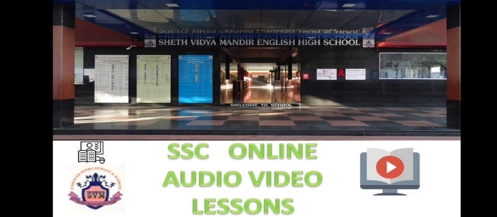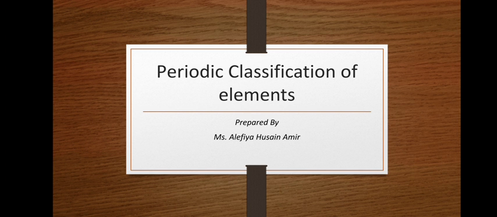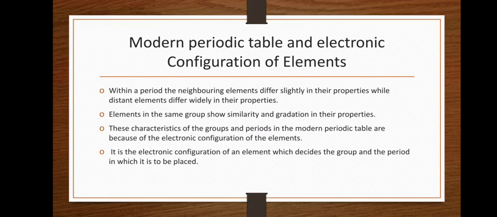In today's video, which is a continuation of the chapter Periodic Classification of Elements, we are going to see how the modern periodic table and electronic configuration of elements are related to each other, right? Now let us see how the periodic trend occurs when we move down the group and when we move down a period, right? When we move through a period, sorry.